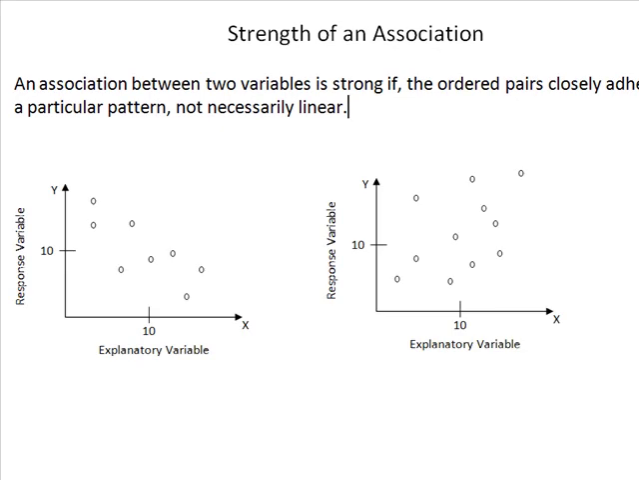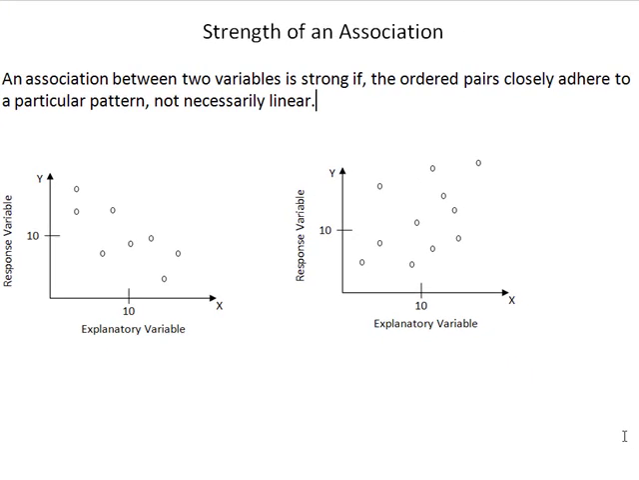Consider these two graphs. Of the two, which one do you consider has a stronger, in this case, linear relationship? I think you would agree that this one right here is the one with a stronger linear relationship. Again, the ordered pairs are closely adhering to a linear trend. This is also adhering to a linear trend. As x increases, y increases, but the ordered pairs are further apart, so the association is not as strong. In other words, it's hard to see that linear trend in this one versus this other graph.